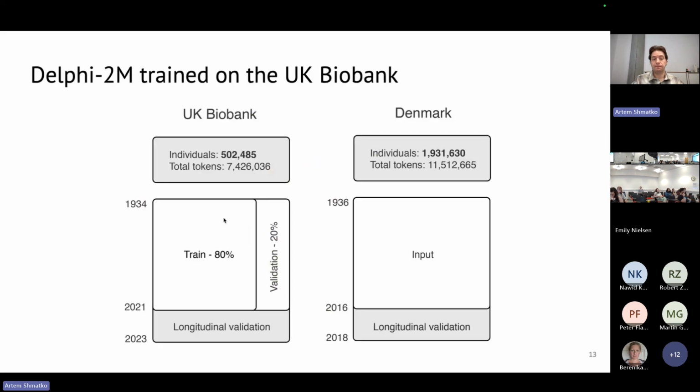Okay, now we have the architecture and need to get some data to train it on. So the datasets that we use are the UK Biobank and the Denmark National Registry. We train on 80% of the UK Biobank data. It is around 400,000 individuals. The whole UK Biobank constitutes about 500,000 individuals. And 20% of this data we use as validation. And we also use the entire Danish National Registry as an external validation.